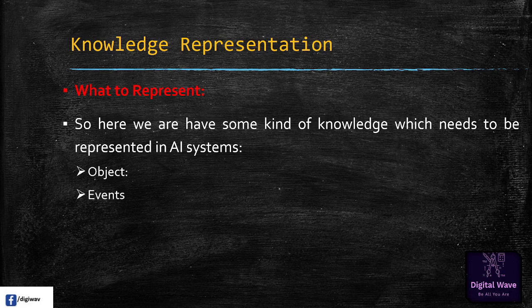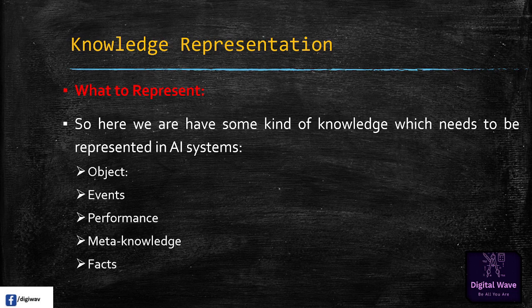The second term is the event. Events are the actions which occur in our world. The third term is performance. It describes behavior which involves knowledge about how to do things. The next term is meta knowledge. We also learn this from database management systems, where we have the term metadata. Similarly, we have the term meta knowledge in artificial intelligence. It is knowledge about what we know.